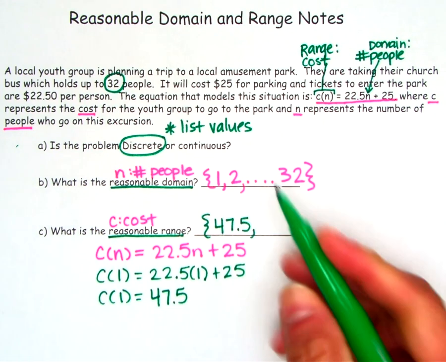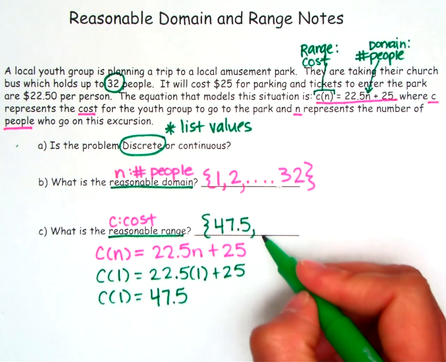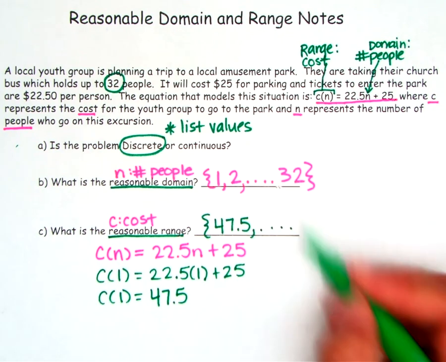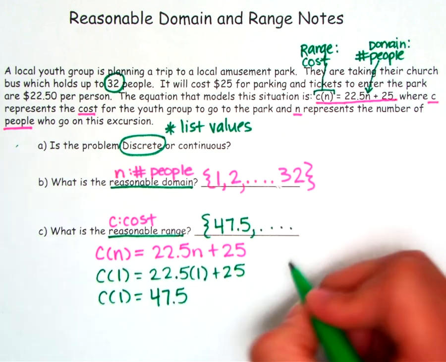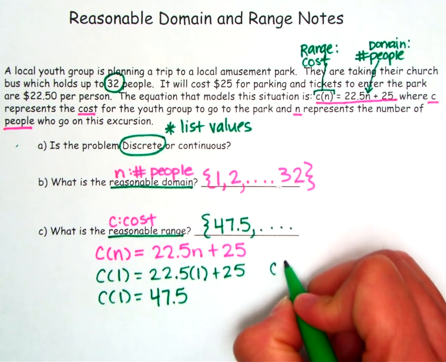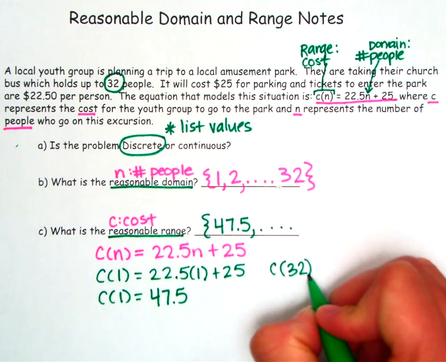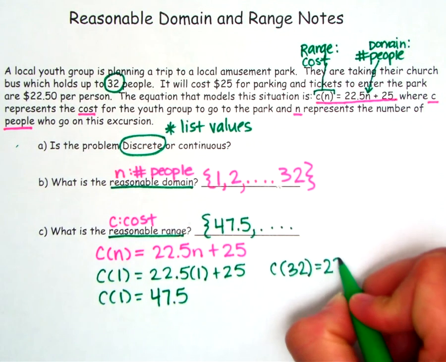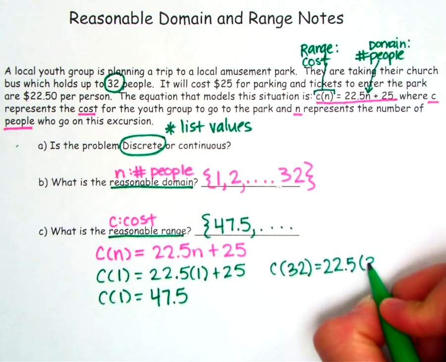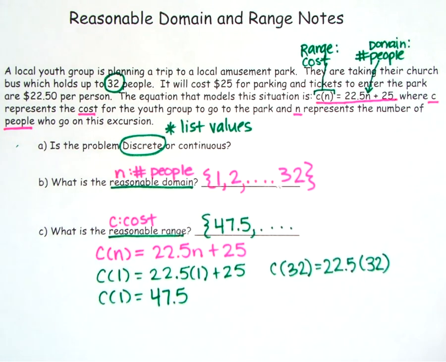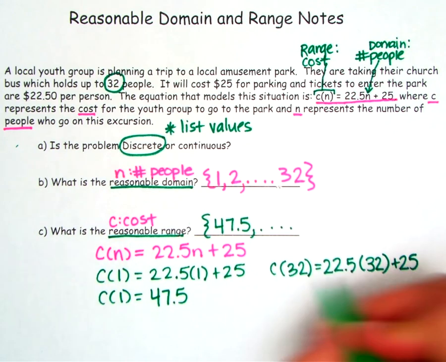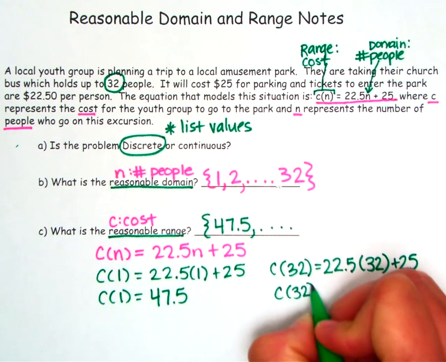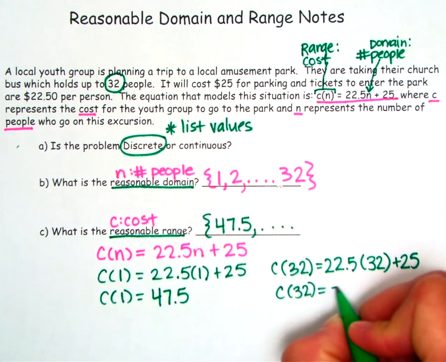We could plug in each value. We're just going to go ahead and plug in the last value, 32. So now let's go ahead and find C(32). If I take 32 people on this trip, which is the max, how much would it cost? So let's go ahead and plug in 32 and multiply it with 22.5, and then we'll add 25, which is that fee for parking. So C(32) equals 745.